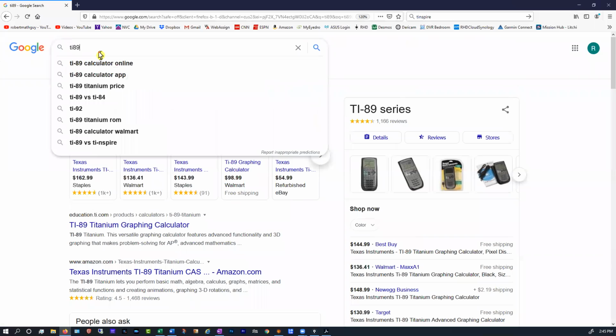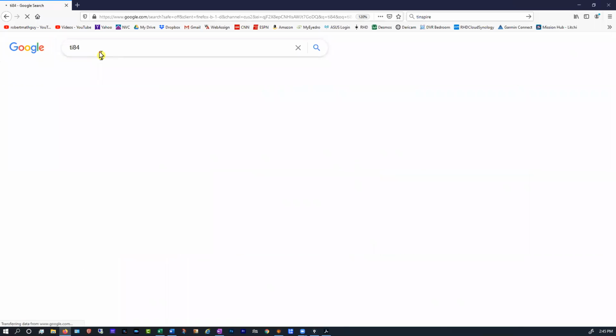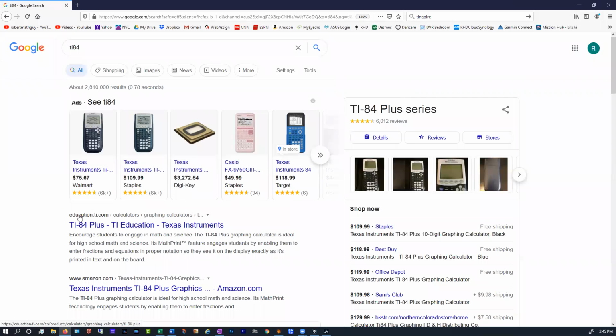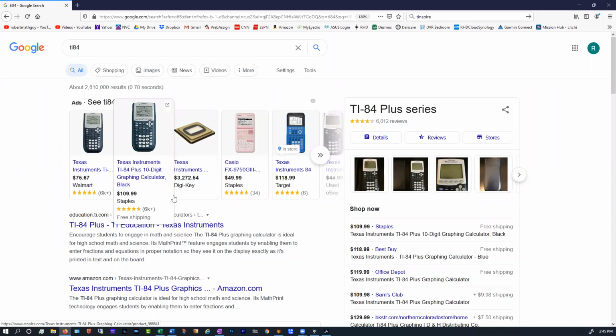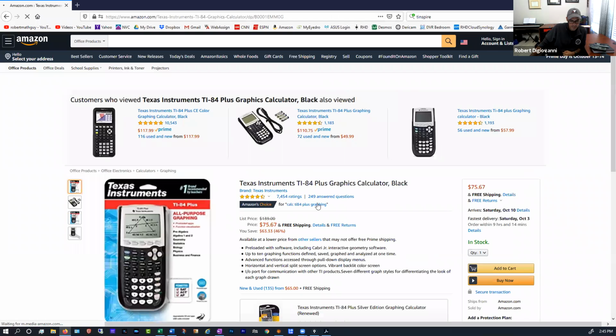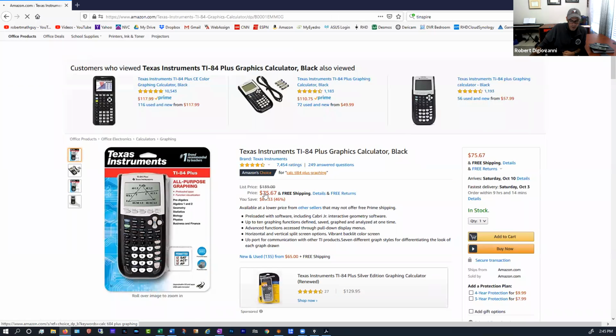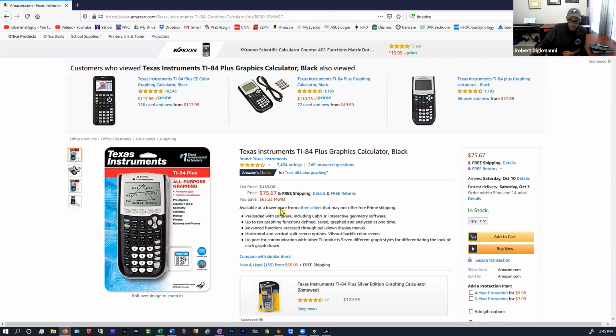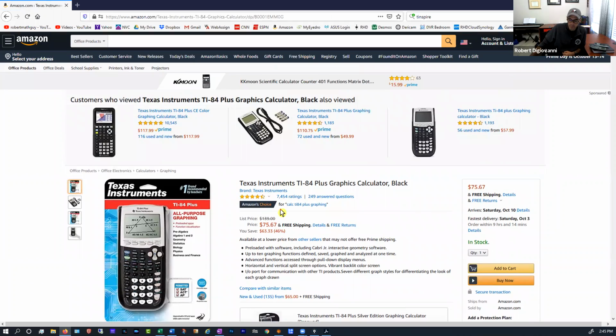Yeah, I understand, because right now, since it's Zoom and all that, there's no chance of looking, but in in-person classes, I'm pretty sure. Trying to see, Amazon has the 84 Plus at $75. Yeah, but you should invest in one. I think it's worth it.